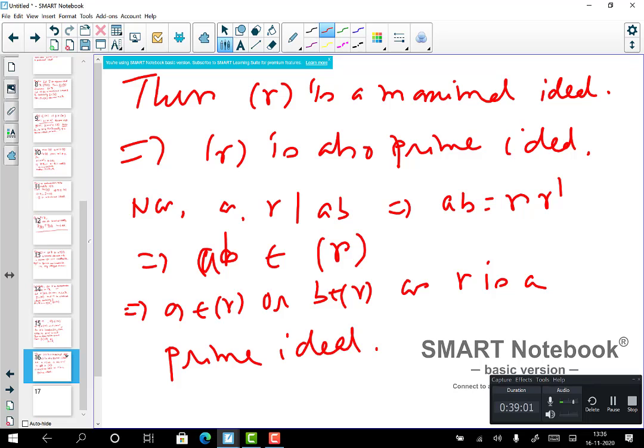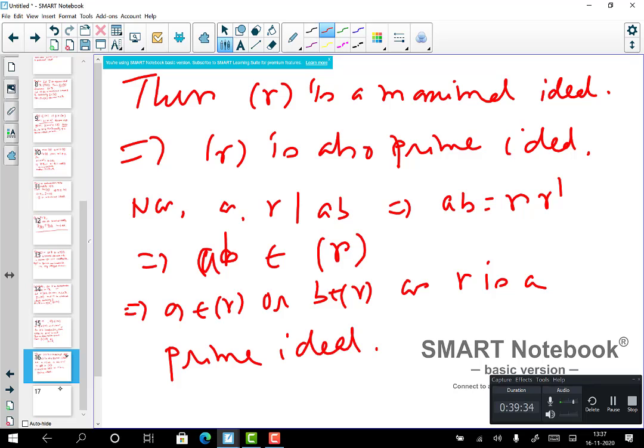We just proved that it is always the case that inside a principal ideal domain, the irreducible elements are also prime elements. Okay, so this is the end of the proof.